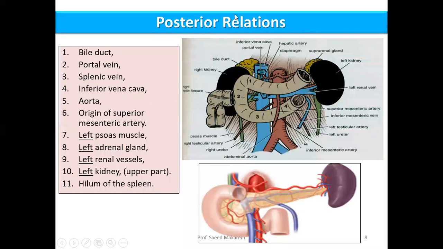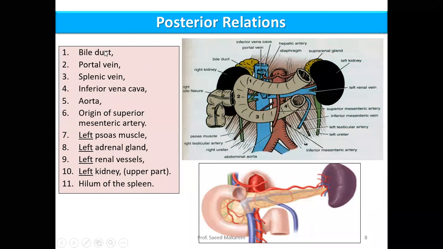Coming to the posterior relations. You have to remove the pancreas to see the posterior relations. Now here you can see this is the splenic vein, which is embedded, as I said, in the posterior wall. So if you lift the pancreas, then you can see the splenic vein, which is behind the posterior surface of the pancreas. So what are the posterior relations?